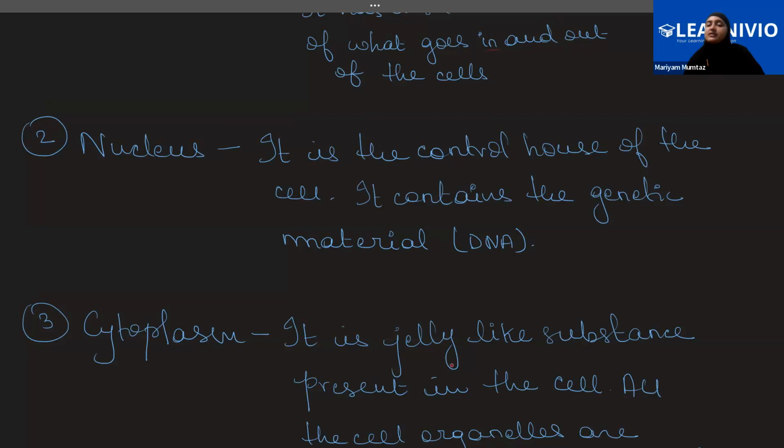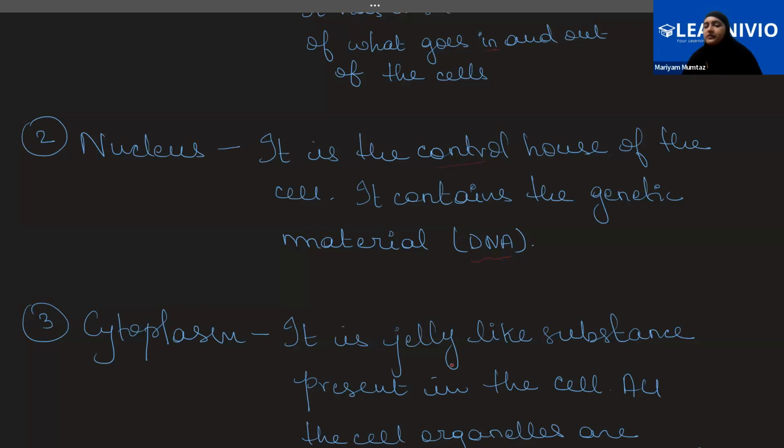Okay? Nucleus is the control house of the cell, and the sole purpose of the nucleus being present is to contain the genetic material, the material of heredity, that is DNA. So inside the nucleus, our genetic material is present, which is the DNA.